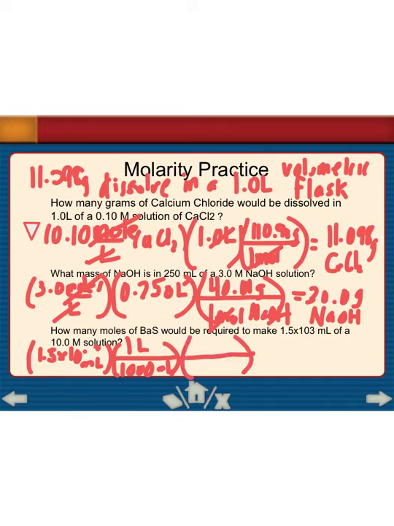The concentration is 10.0 molar, so 10.0 moles per liter. And then we also need to know the molar mass of barium sulfide. 1 mole of barium sulfide is 169.40 grams. Again, in the end, the answer comes out to be 2.59 times 10 to the minus 3 grams of barium sulfide.